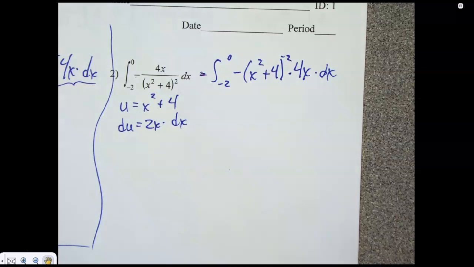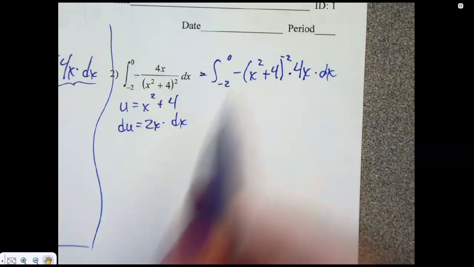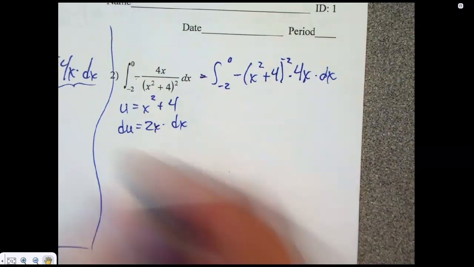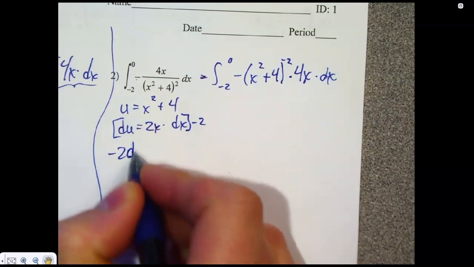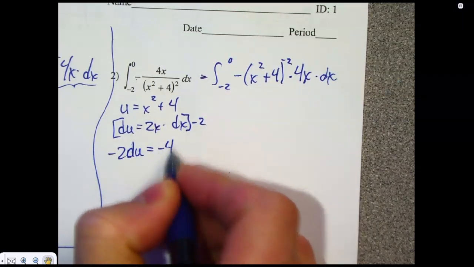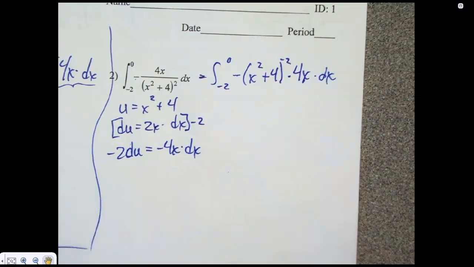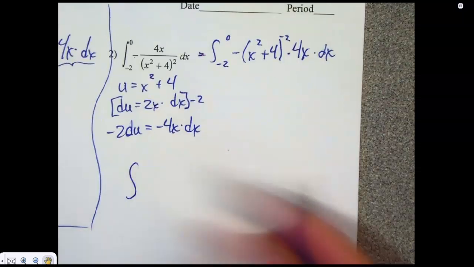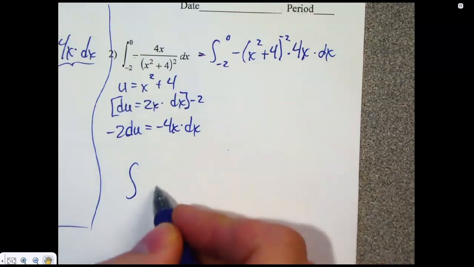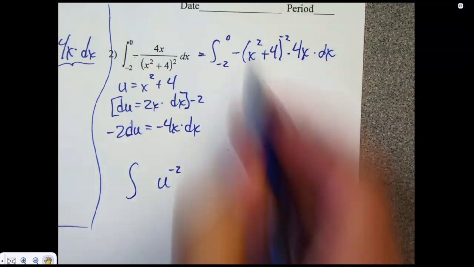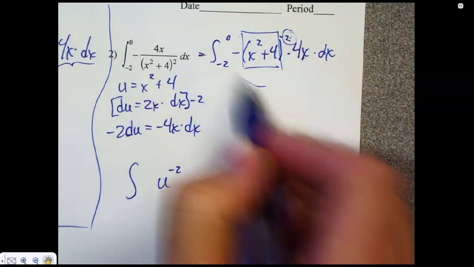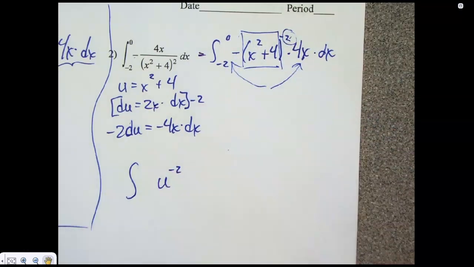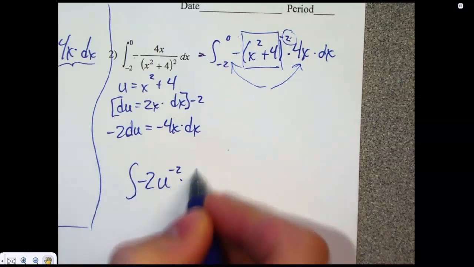So what do I need to multiply the du by to make it match? Negative 2, right? Because I got this negative 4x up here. So multiply all this by -2, so -2 du equals -4x times dx. And then I can rewrite that part of the integral as u to the negative second, so this is my u, that's my negative second. And then the negative and the 4x, that's my -2 du.